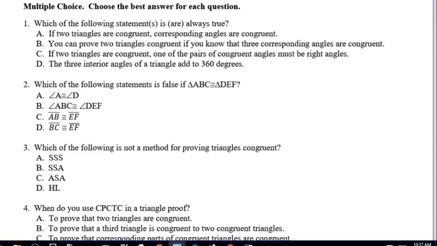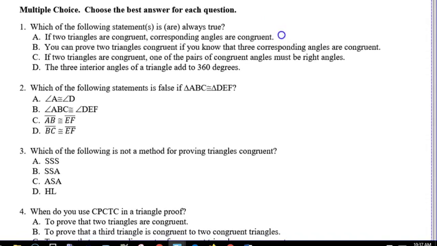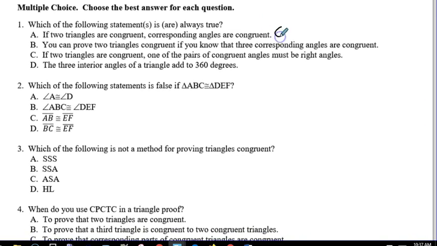All right? So, if two triangles are congruent, okay, ABC is congruent to DEF. Corresponding angles are congruent. Well, that's the definition of CPCTC. Write that next to it, please. That's the whole reason why we have CPCTC. Once we prove triangles congruent, corresponding parts of congruent triangles are congruent. So that's definitely a yes.